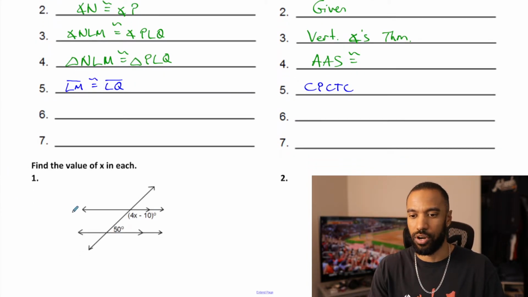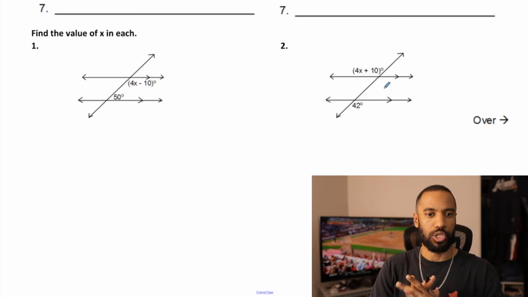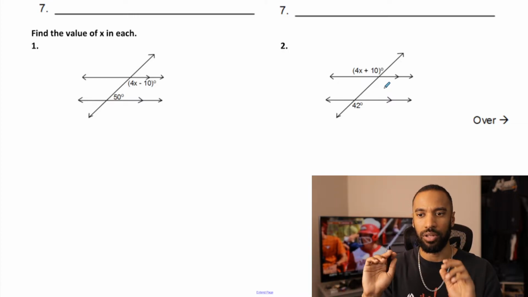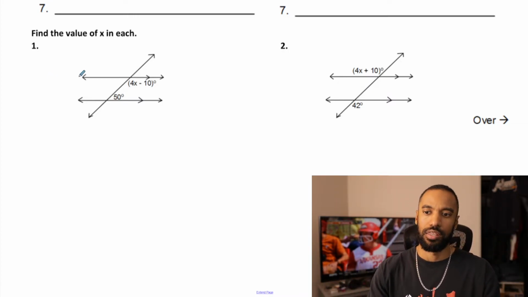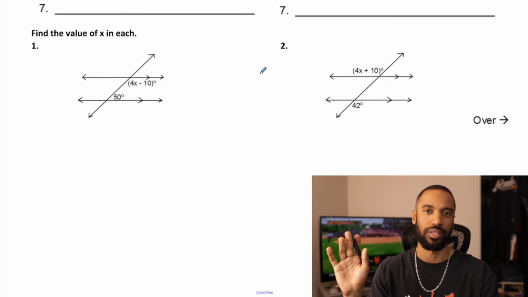Skipping steps 6 and 7. There are no steps 6 and 7. Okay, find the value of x in each. This is where we're getting to some of the geometry aspects of things. I have two parallel lines cut by a transversal. This line cut by that transversal there, and it brings about certain angle relationship things.